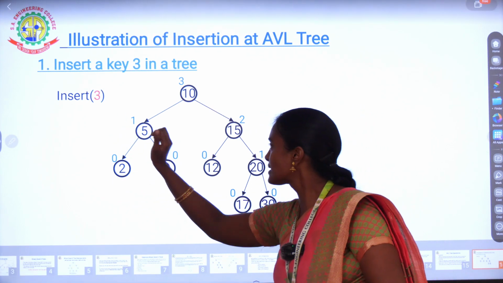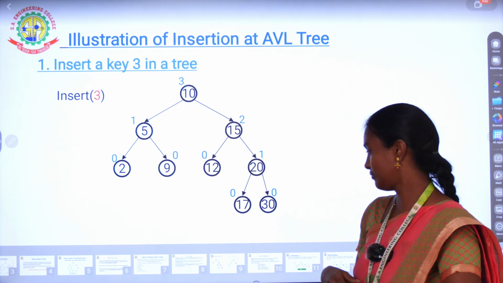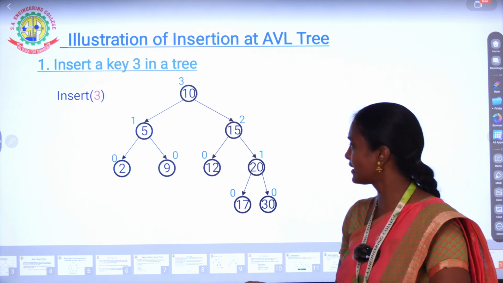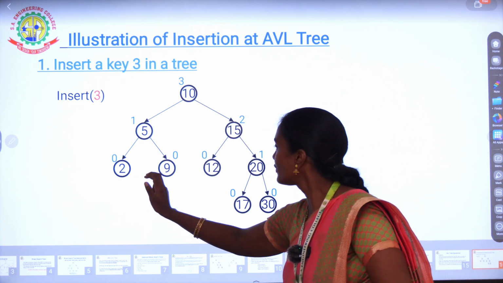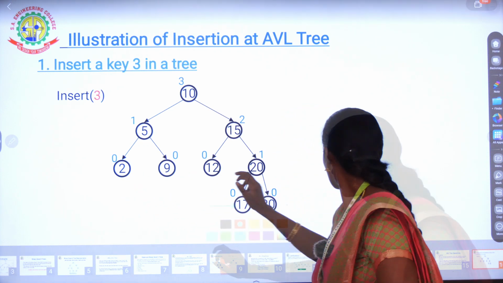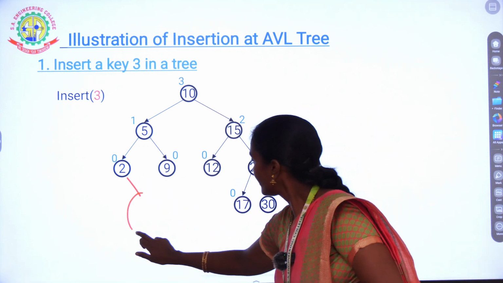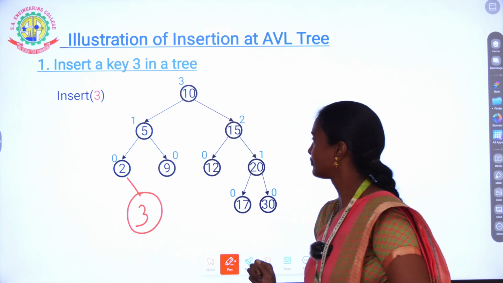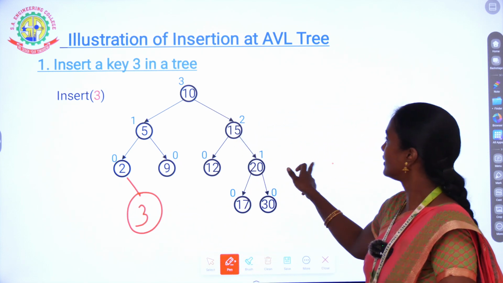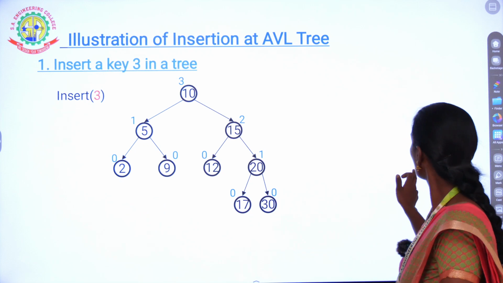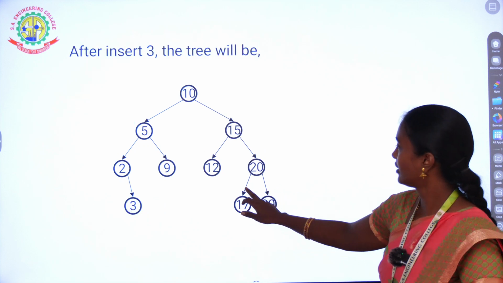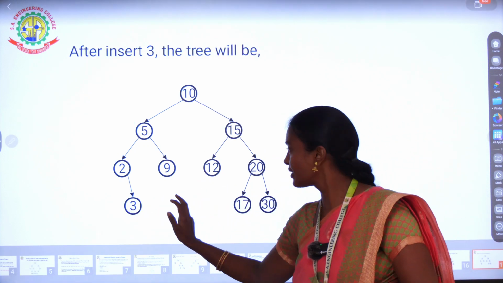Here the key of the node which is going to be inserted is greater than 2. So we are going to insert the node here, which means the node has to be inserted here with the key value 3. After inserting the node, the tree should be like this.